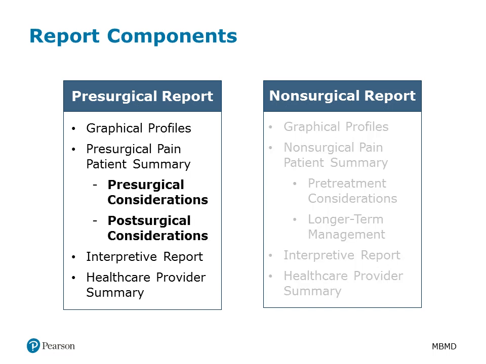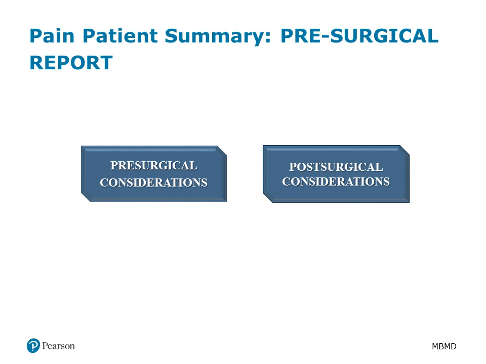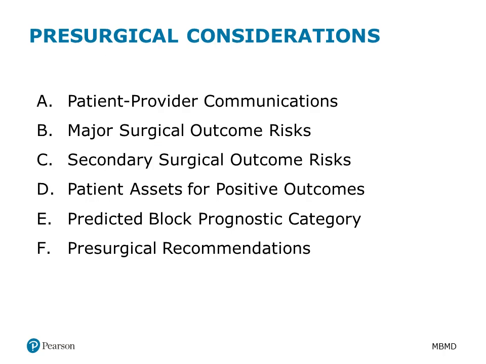The pre-surgical report has information on the graphical profile, as well as narrative and tabular information on pre-surgical considerations and post-surgical considerations. This would be in addition, of course, to the MBMD sections on overall test interpretation and the health provider summary. Moving inside of that test, what comprises the pre-surgical and post-surgical sections of the test? The pre-surgical considerations section has 6 components. The patient's communication style is the first, and this can aid the provider in their transactions with the patient.